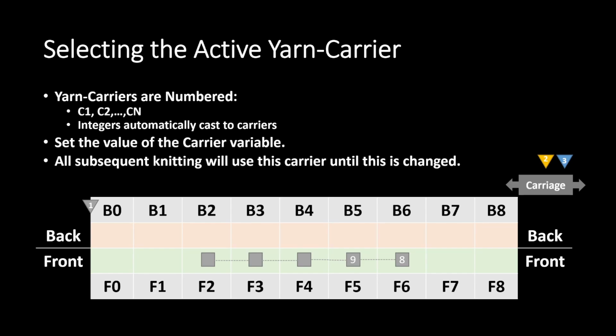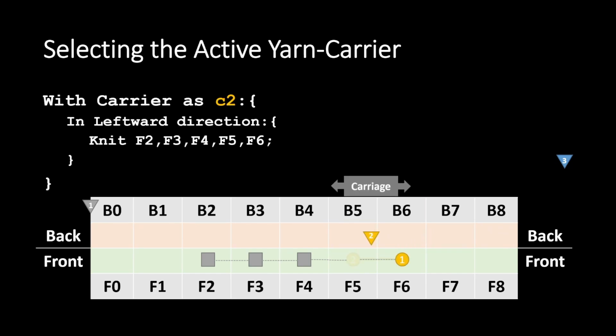And then finally, what if we want to work with multiple yarns? We've been working with carrier 1 since the beginning, but we can specify other carriers. Carriers in KnitScript are specified by a value starting with the letter C, followed by a number, up to n, usually 10 if you're working on a Shima Seiki machine. And you can also use integers to set these. They'll automatically be cast to carriers. You can set the value of the carrier value, and then all subsequent knitting until you change that will be using that as the active carrier.